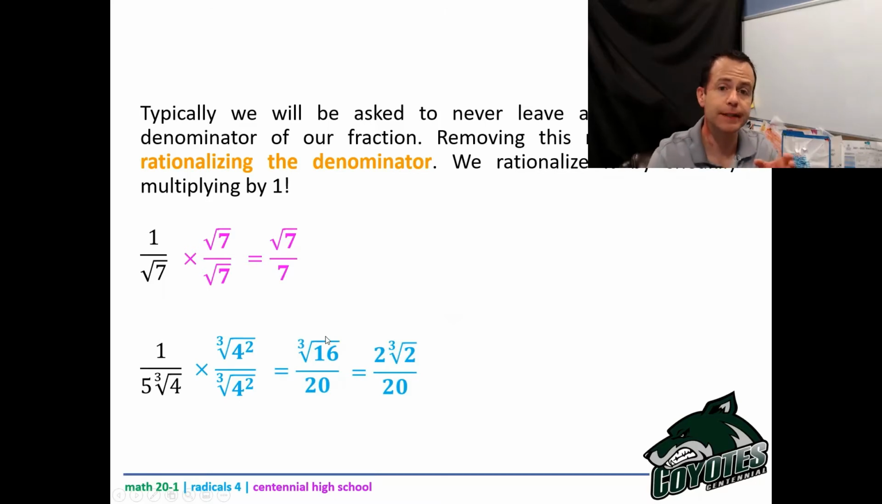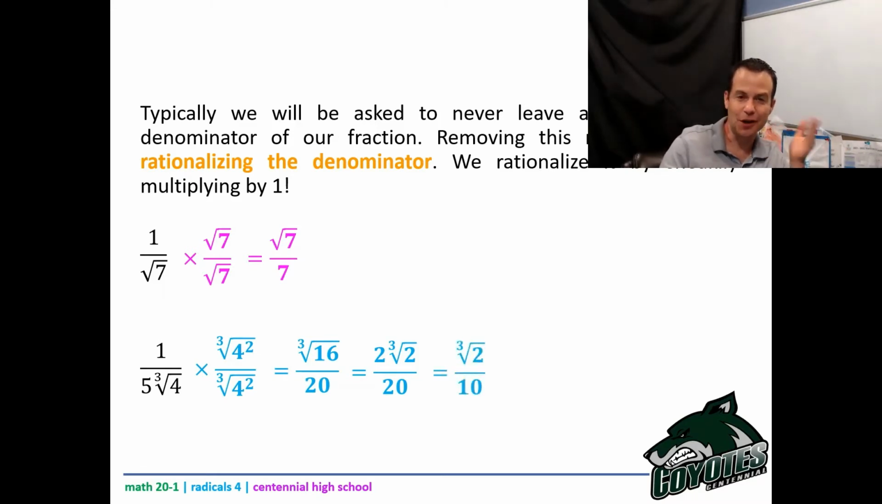The cube root of 16 is the cube root of 8 times the cube root of 2, and I know that the cube root of 8 is a perfect cube. Cube root of 8 is 2, so that's where I'm getting the 2 cube root 2 all over 20. Then I can go 2 over 20 can be reduced to 1 over 10. So my final answer will be cube root of 2 all over 10. Okay, cube root of 2 all over 10.